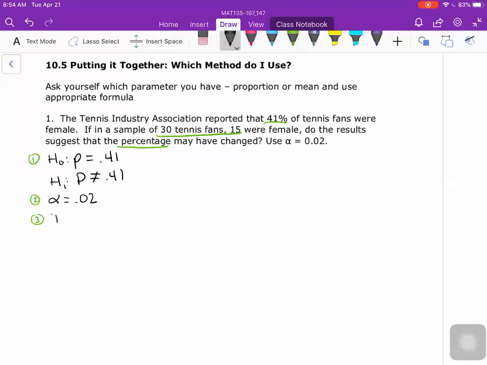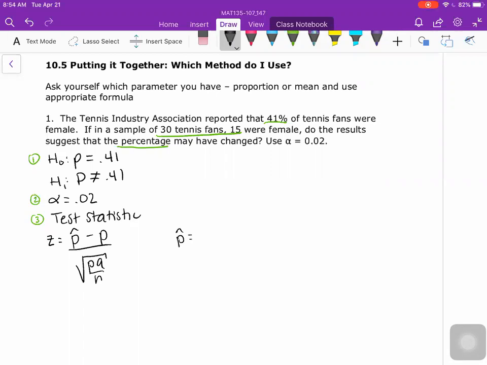Step 3, we calculate our test statistic. The formula for our test statistic when we're testing a claim about proportion is Z equals P hat minus P divided by the square root of P times Q over N. Anytime we're performing a test on proportion, we're going to use a z-test. On the other hand, if we're testing a claim on a mean, we're going to use a t-test.